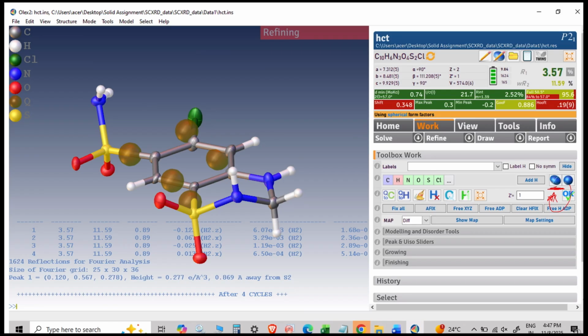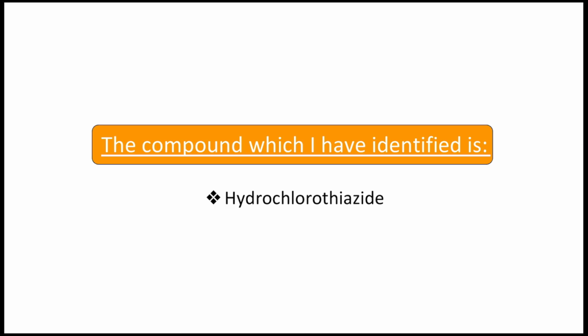At the end, we got this final structure, which has an R value of 3.57. Since it's less than 5, it's close to good. It can still be wrong, but these are good assumptions and a good model prediction out of our sct.ins file. The INS file is mostly used as an input file for OLEX2. The compound I identified, named SCT, is hydrochlorothiazide.